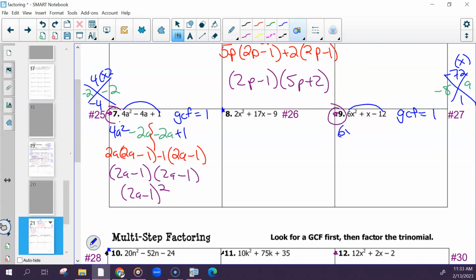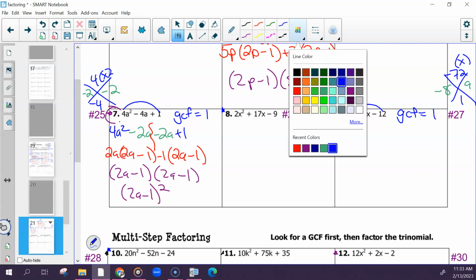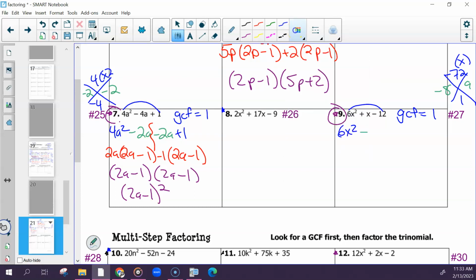Alright, so 6x squared, doesn't matter. Let's say I want the 9 to go first, plus 9x minus 8x. If you did it the other way, that's fine. Minus 12. Split it down the middle. What do those first two have in common? 3x. If you did 8 first, it'll be 2x. Still do it the same way. What would be left?